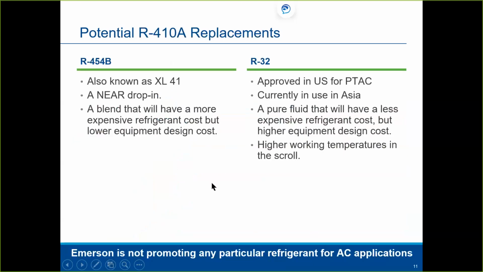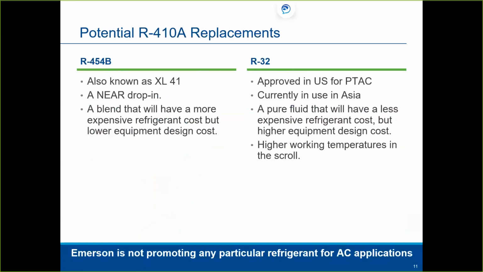And I changed these just recently. This used to say 452B. We now know that a lot of this, or a good part of it, is going to be 454B. It's also known as XL41, a near drop-in for 410A. And then we've got R32 over there. Again, that is a Daikin product.